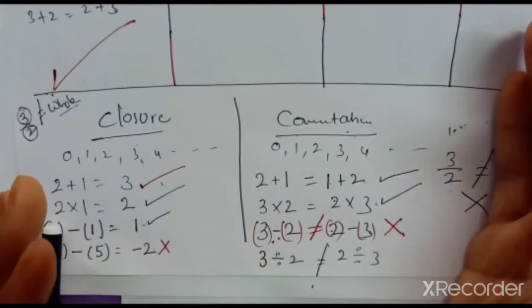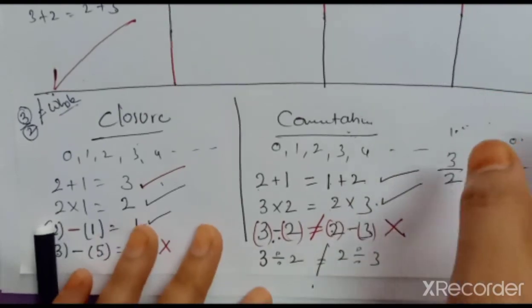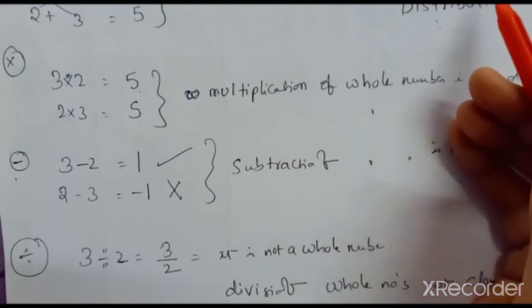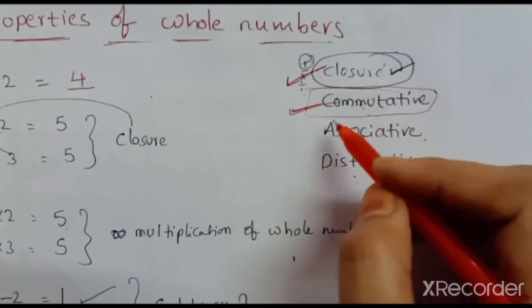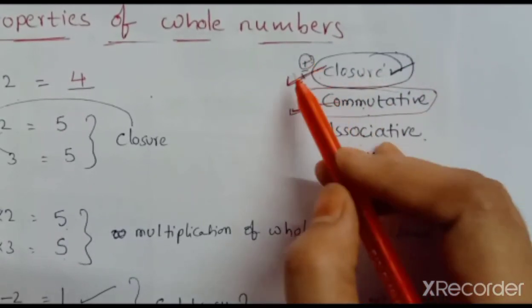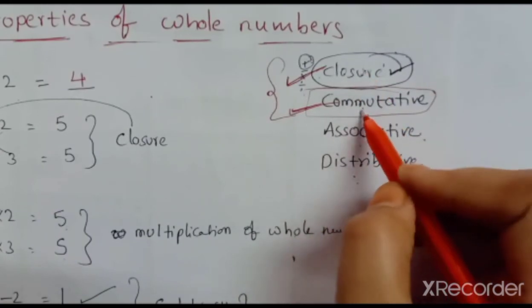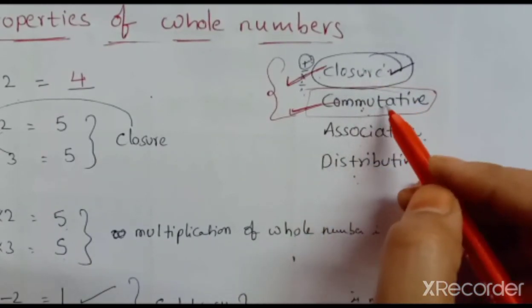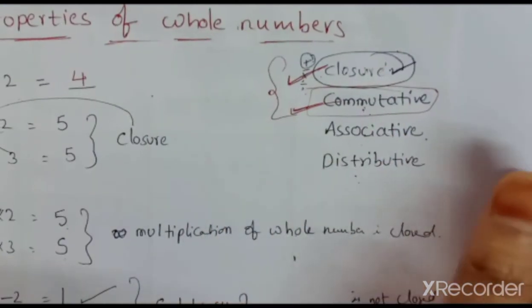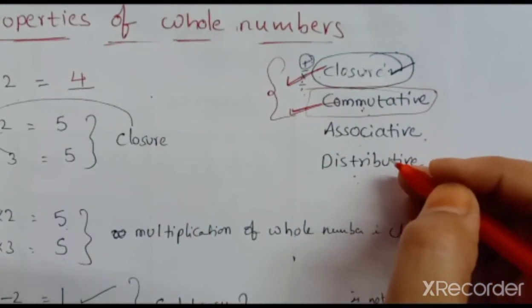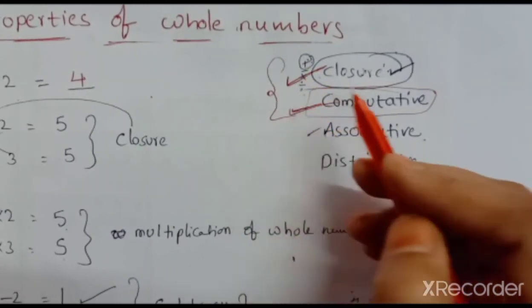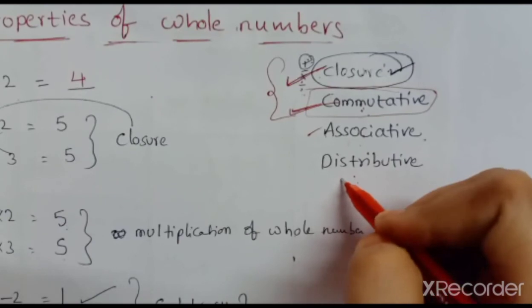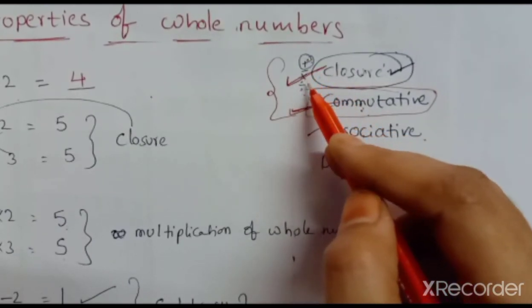In the next session we will see about associative property. In the last session we completed closure, today's session was commutative property, and also the difference between closure property and commutative property of whole numbers. In the next session we will discuss the associative property of addition, subtraction, multiplication and division, as well as the distributive property for addition, multiplication, division and subtraction.